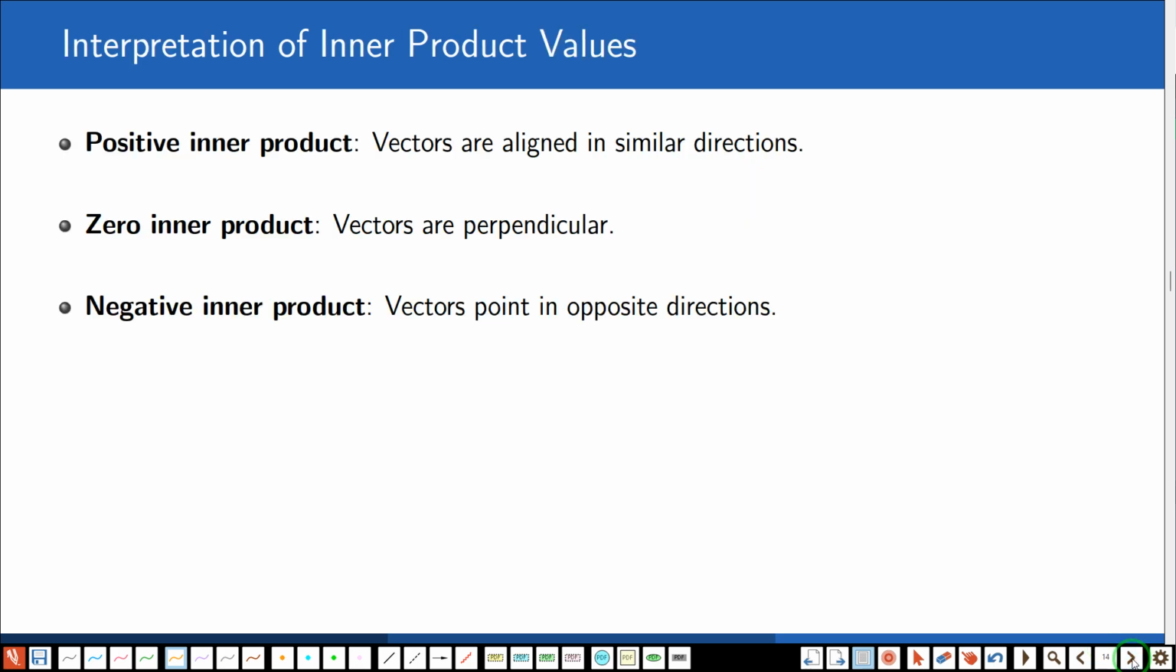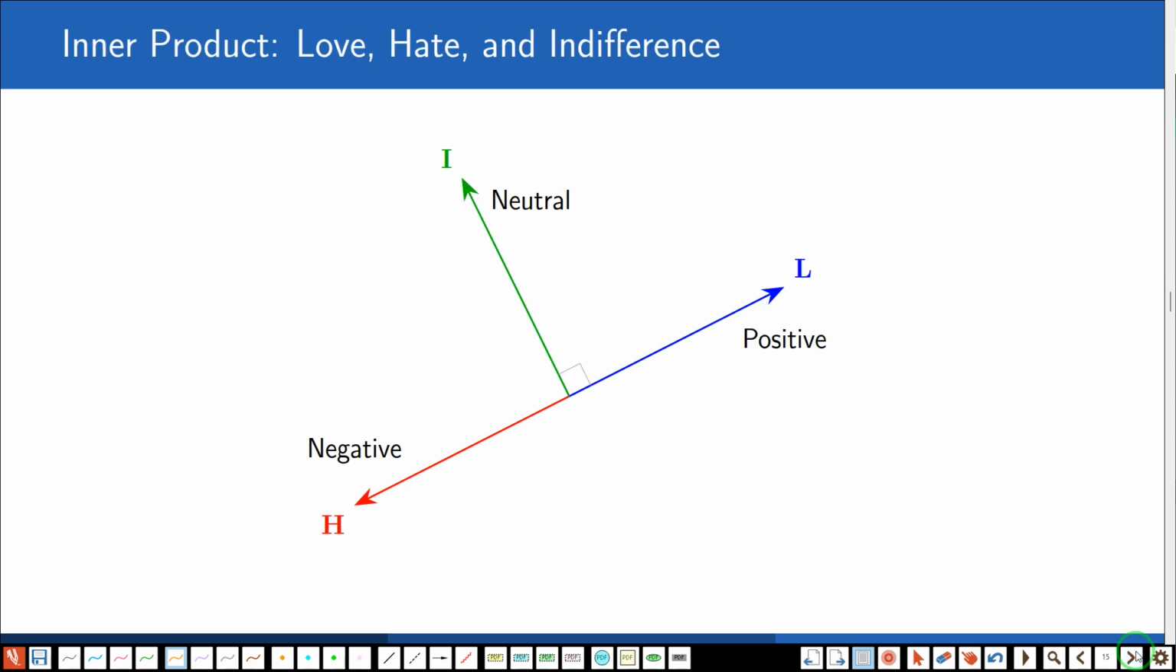The inner product actually can have a positive, 0, or negative value. If it is positive, then the vectors are aligned or they are in similar directions. If the value is negative, then these are in opposite directions. And if it is 0, then they are simply perpendicular. They are orthogonal to each other.